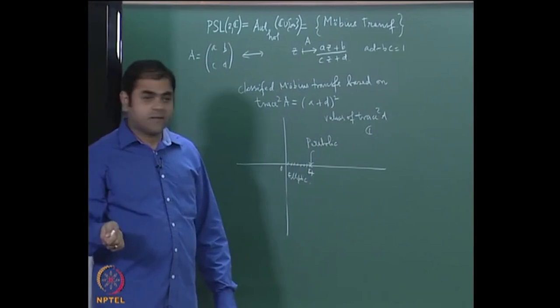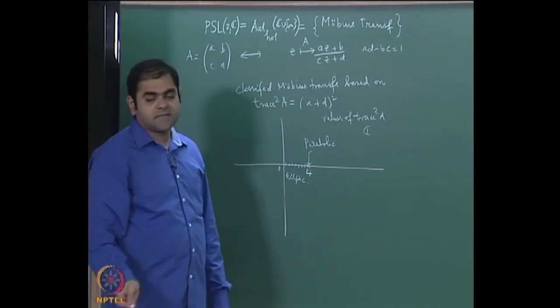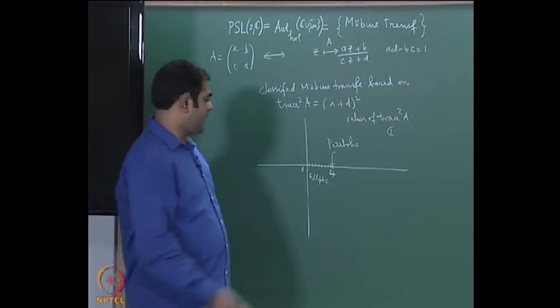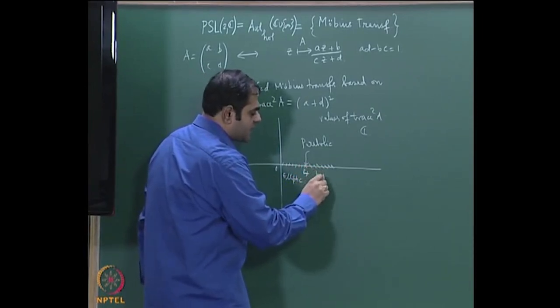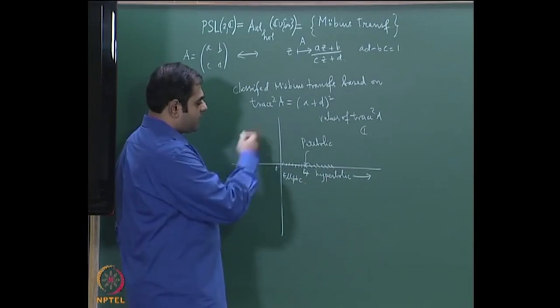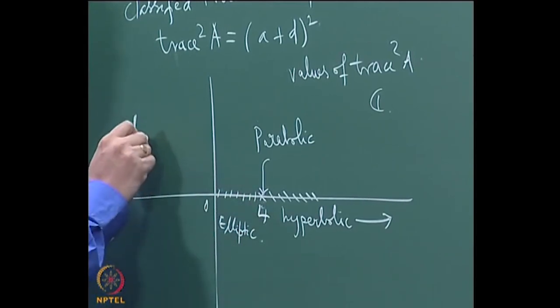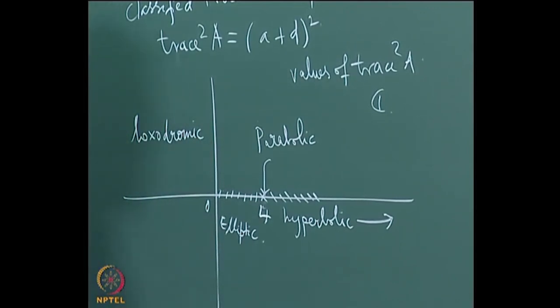Which corresponds to the condition that it has only one fixed point in C union infinity. And of course, if it is parabolic, it has to be conjugate to a translation, okay. And then if trace squared is real and greater than 4, we called it hyperbolic. And for trace squared values outside of this segment 0 to 4, we call the Mobius transformation loxodromic, okay. So this was our classification, a classification based on trace squared. This was the definition, all right.